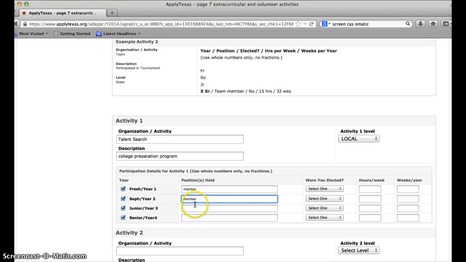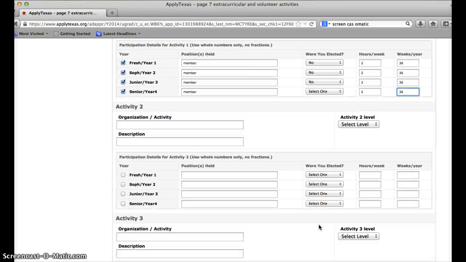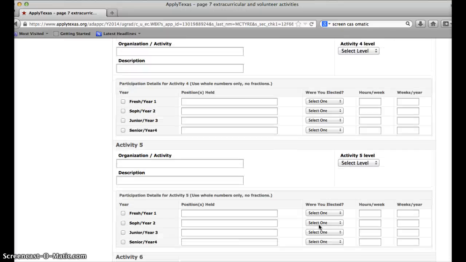And all of these boxes have to be filled in. You can't continue without having them all full. And I was not elected. And so let's say 2 hours out of, and there are 36 weeks in a school year. So go ahead and fill that out accordingly. And you will repeat that for any of those activities.